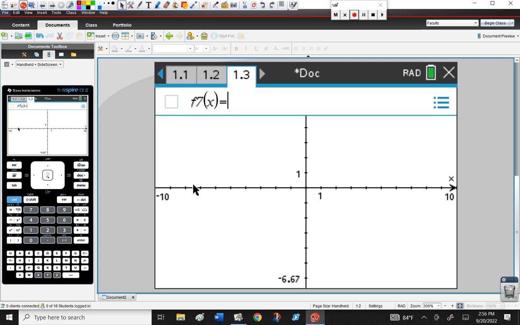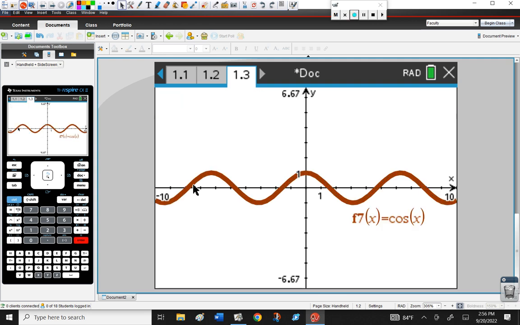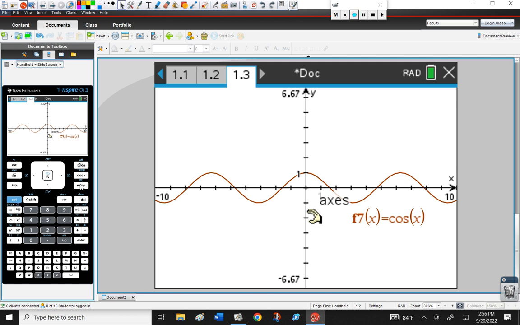Now, ladies, I'm going to go back to cosine. So we're going to do cosine of regular x. Okay, and this looks like cosine. You've seen this before. Notice I didn't change the window. I need to go back and change the window. I got to remember to do that every time I do this.